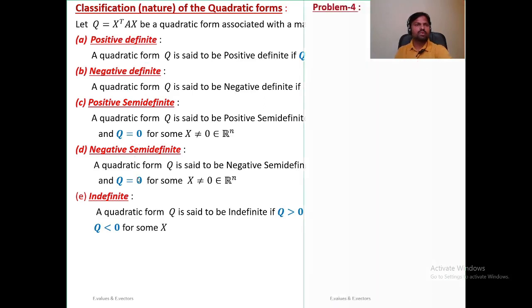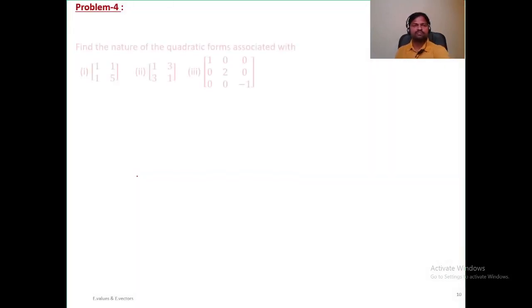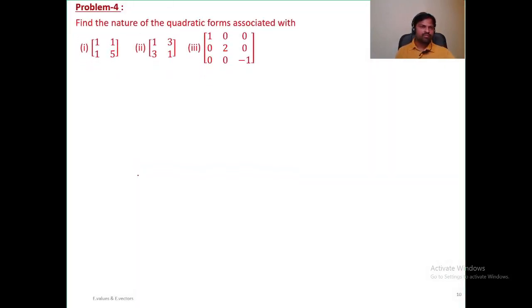So now let us do some problems related to this classification. Problem number 4. Find the nature of the quadratic form associated with these matrices. Look at the first one. I want the nature of the quadratic form. So before that I want what is Q, right? So let us take this matrix as 1 1 1 5.